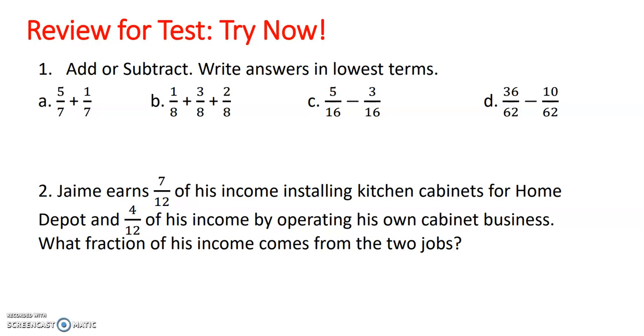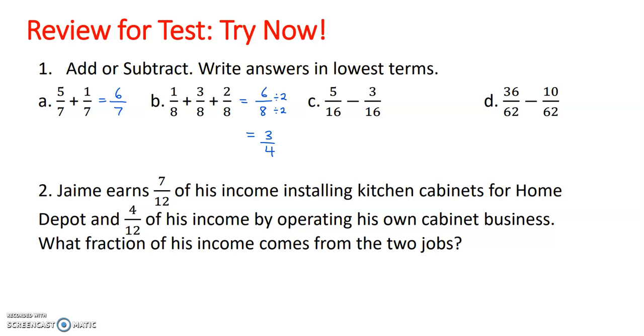So we're going to just go ahead and start to add or subtract our numerators. So the first one, 5 plus 1 is 6 over 7. For B, our denominator is 8, and we add our numerators. 1 plus 3 plus 2 is 6/8, but we need to write this in lowest terms. So we're going to divide both numerator and denominator by 2, giving us 3/4.